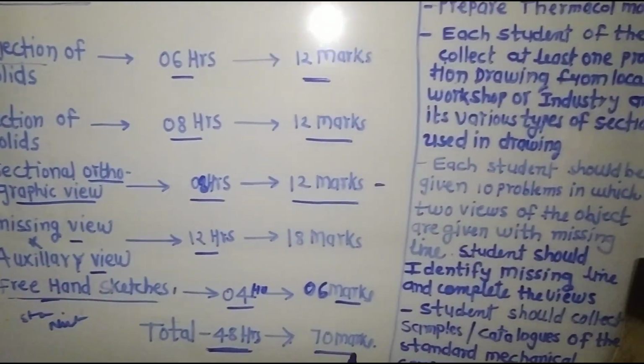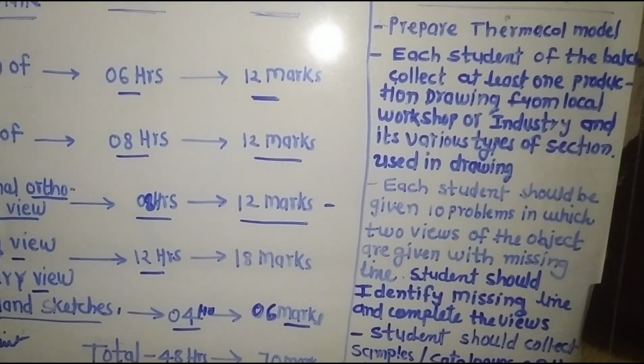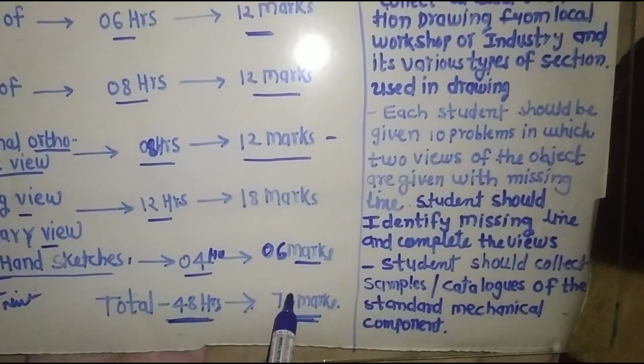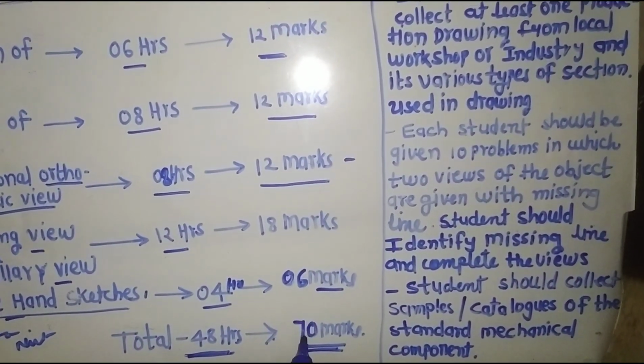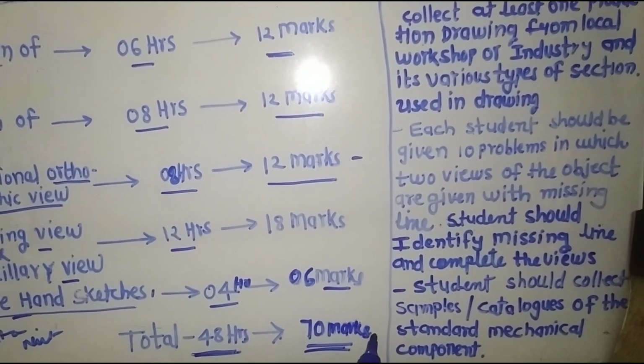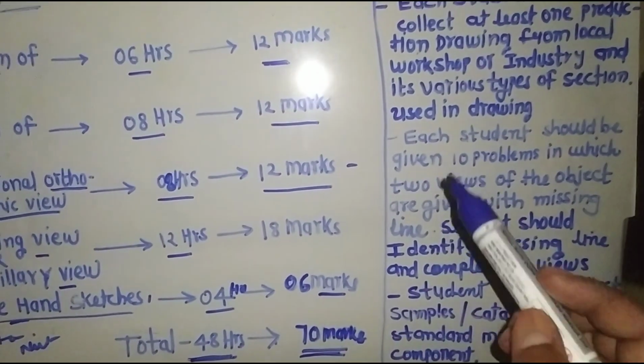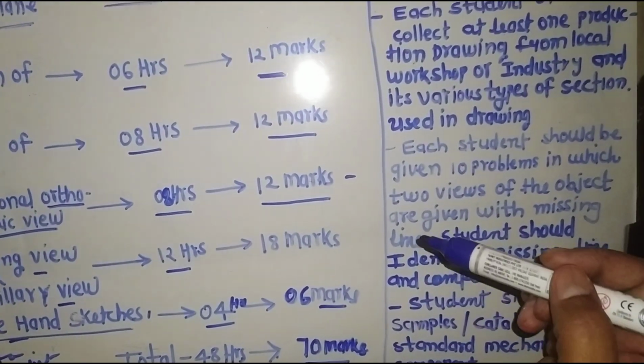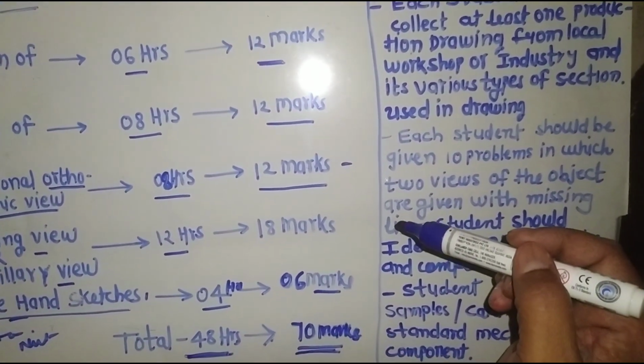And you know that the theory paper is for drawing, no MCQs. You have to draw in that paper. The board exam will send the paper, and you have to complete it. You should have the practice of sheets and assignments, and after that you will be able to attempt the drawing questions.